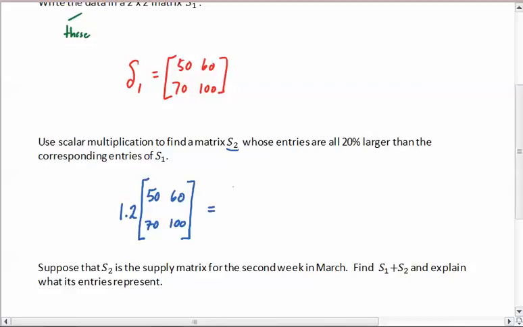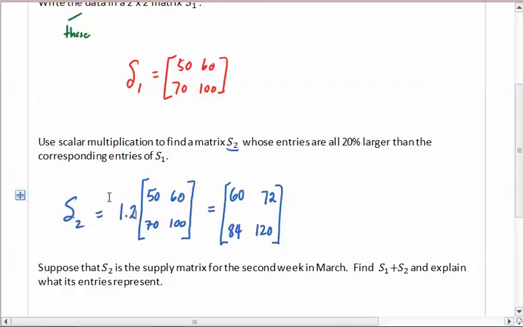So let's take a look at what we get. Multiply each of those by 1.2, and we get this. 50 becomes 60, 60 becomes 72, 70 becomes 84, and of course 100 becomes 120. Okay, so this is S2. I'll put it right there.